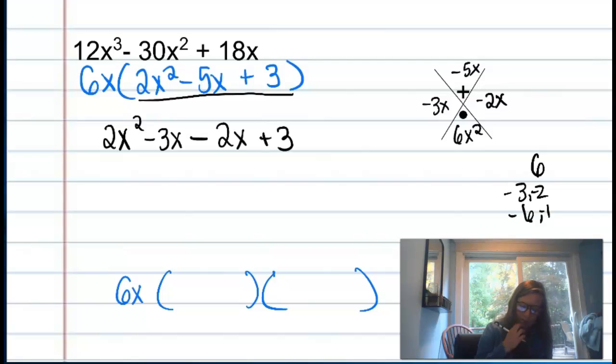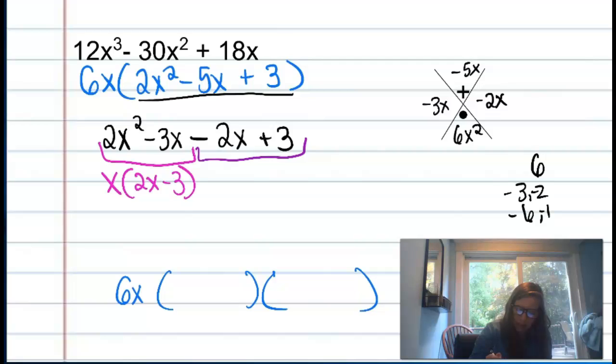And then we do the same thing. I'm going to look for my GCF of the first two terms. That's x. I have 2x minus 3 left. Then I'm going to look for the GCF of the second two terms. I could pick 1, and I would be left with this.